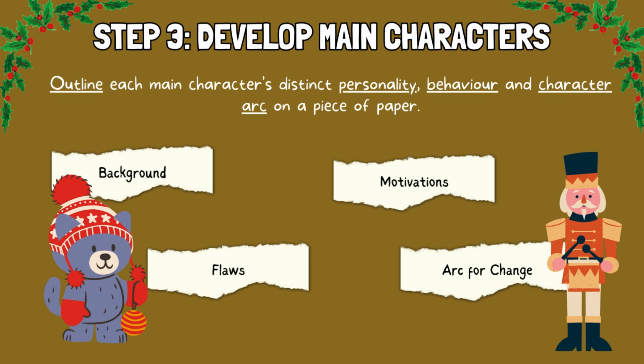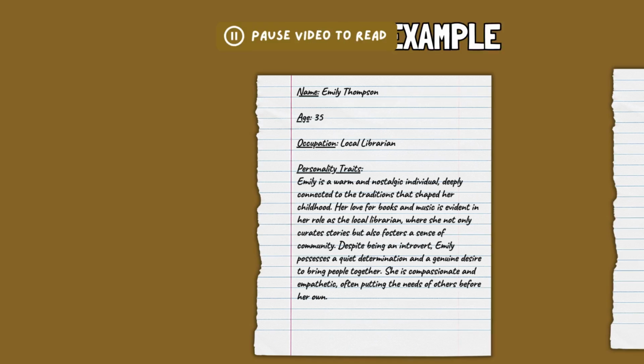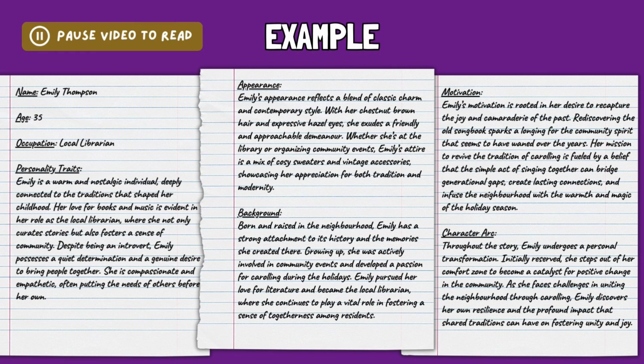Step 3. Build your main characters. Give your main character detail and depth. Determine their background, motivations, flaws, and arc for change. Consider the impact of the holiday season on this main character. You may also want to loosely develop supporting characters like family members, Santa, elves, or talking animals. Outline each character's distinct personality, behavior, and character arc on a piece of paper. Here is an example character profile for Emily, the main character in our Christmas story.